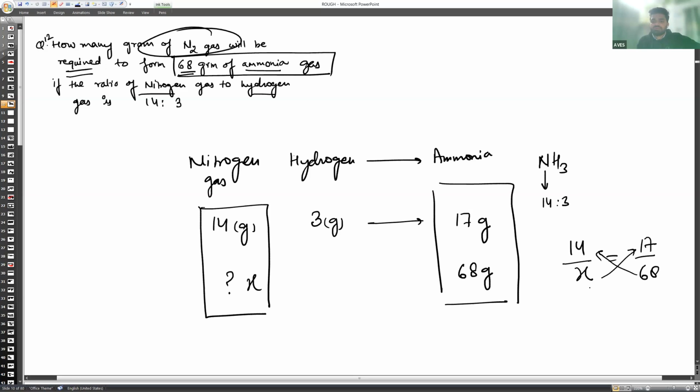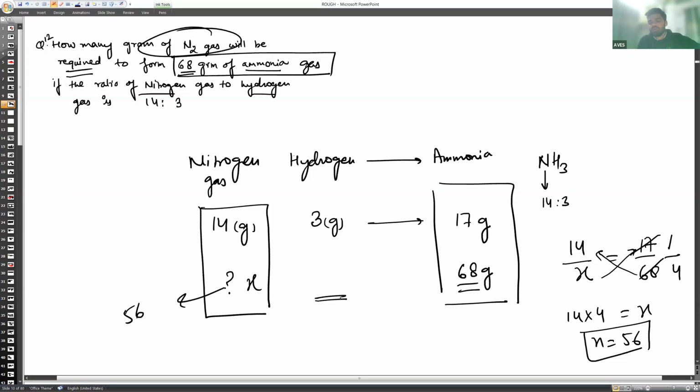So here you write 17 ones are 17 and 17 fours are 68. Now this 4 goes to this side and this goes to that side, so you will get x is equal to 14 into 4. You will get x is equal to 56. So the amount of nitrogen required for making 68 grams of ammonia gas will be 56, and the rest will be hydrogen. If I ask you how much hydrogen is required, write 68 minus 56, whatever the answer comes, you will write 12. Okay, so this is simple.